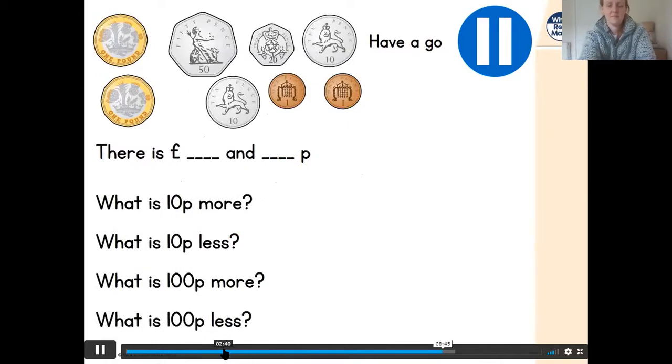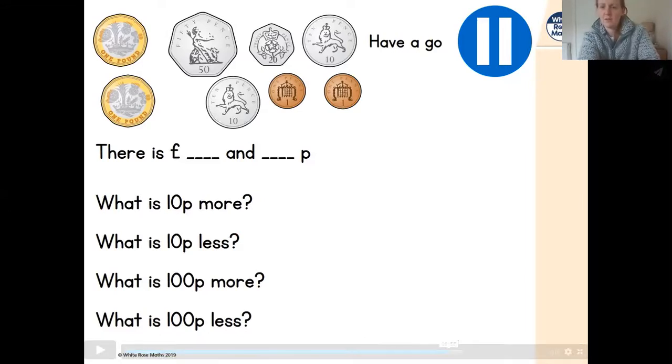So, pause the video, do the same thing. Add up the amount of money, fill in the gaps, and then answer the question, what's 10p more than the starting amount, 10 pence less, and so on. Okay, so have a go at this one then. Pause me, come back and we'll look over them together. Remember, be careful, because if it goes over 100p, we know that that makes £1. So have a little go of that one.